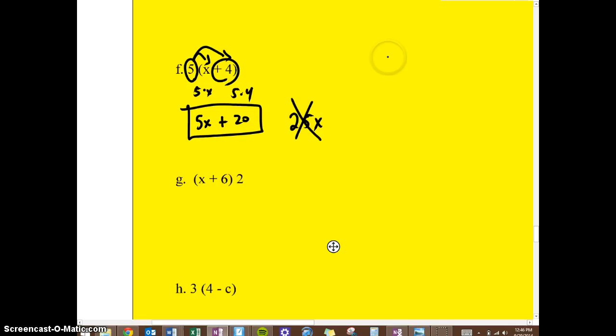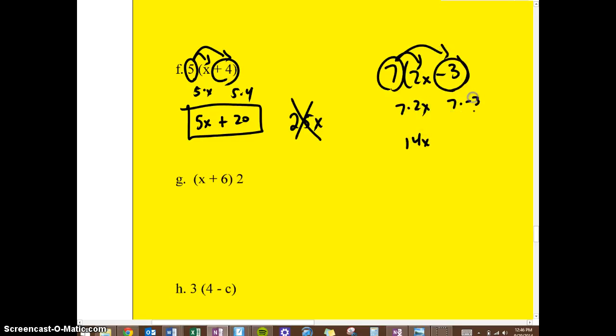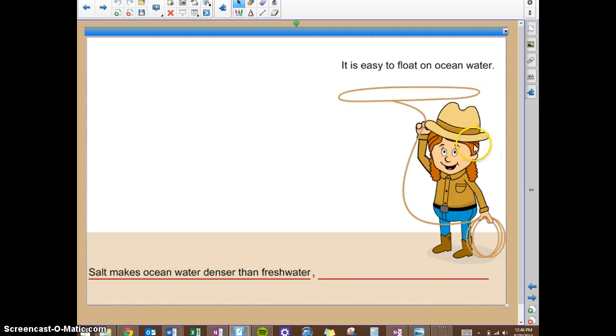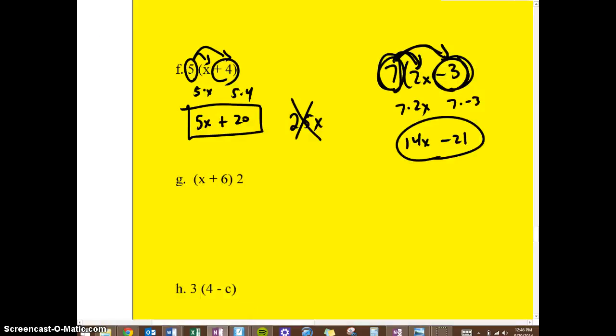Let's go over here. Let's say we had 7 times 2x minus 3. You'd say 7 times 2x is 14x. 7 times negative 3 would give me negative 21, which is minus 21. And there's our final answer: 14x minus 21. We take the 7, distribute to the 2x, 7 distribute to the negative 3. Again, we have a little lasso, like our friend over here, our little cowgirl. They throw in a lasso. We're doing the same thing.